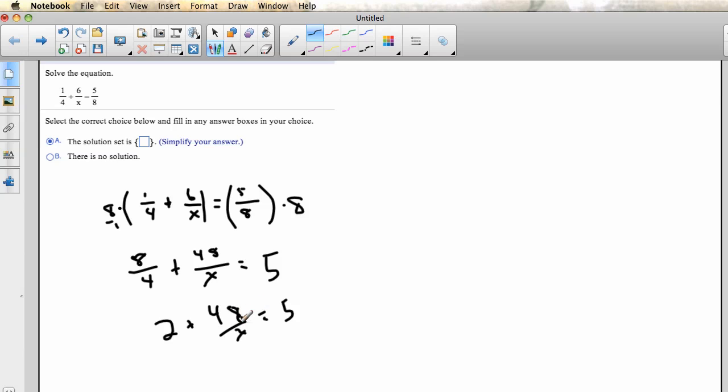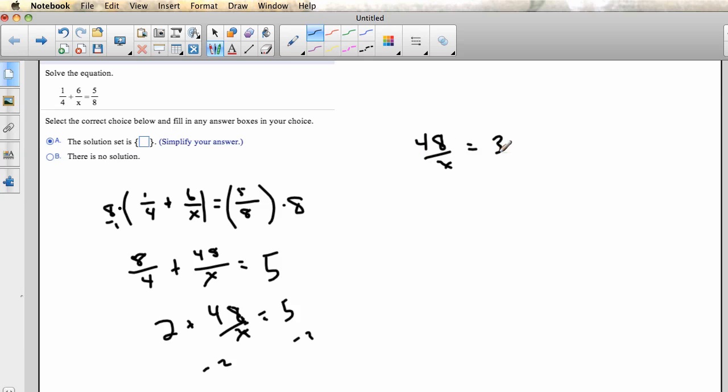While I'm here, I should always do adding and subtracting steps as soon as I see them, because those are always easier to do than multiplication and division steps. So here, if I subtract 2 from both sides, for example, my equation will become 48 over x equals, and then 5 minus 2 is 3.